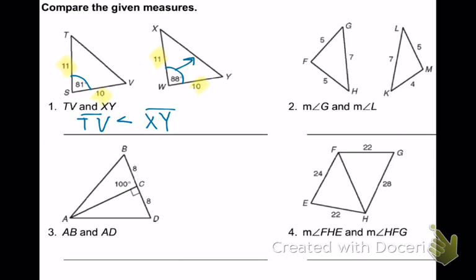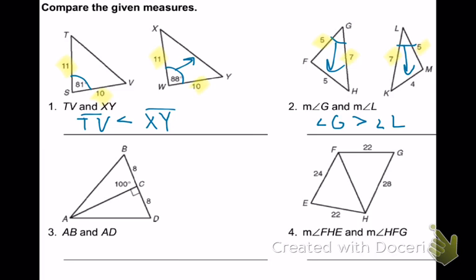Now let's look at the flip side here. It wants me to talk about angle G and angle L. Well, I have 5, 5, 7, 7. So they're the same lengths. Now I'm looking at the opposite. I have 5 and 4. Which one's bigger, G or L? So I'd say angle G is greater than angle L. This is so easy.